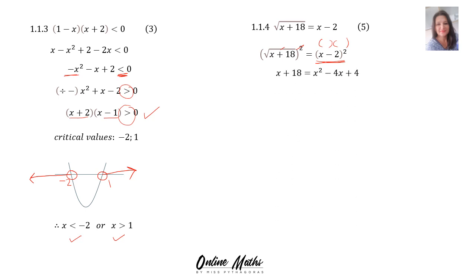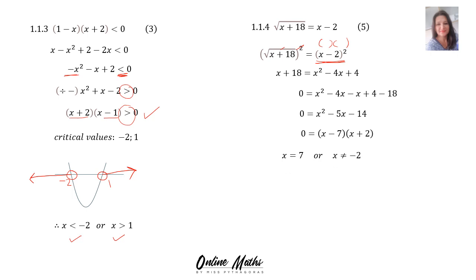Then in the next step, I'm going to take all my terms to the right-hand side, and then I'm going to add my like terms. And I end with x squared minus 5x minus 14. And now I'm going to factorize. I get (x minus 7)(x plus 2).